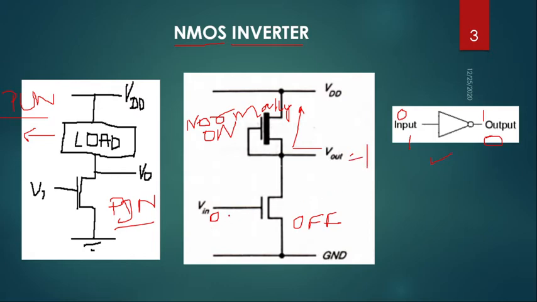And when this Vin becomes equal to 1, at that time this enhancement transistor will be the dominant transistor, therefore Vout will become equal to 0. That means this is your inverter, because for an inverter, if the input is 0, the output should be inverted, that is 1, and vice versa.